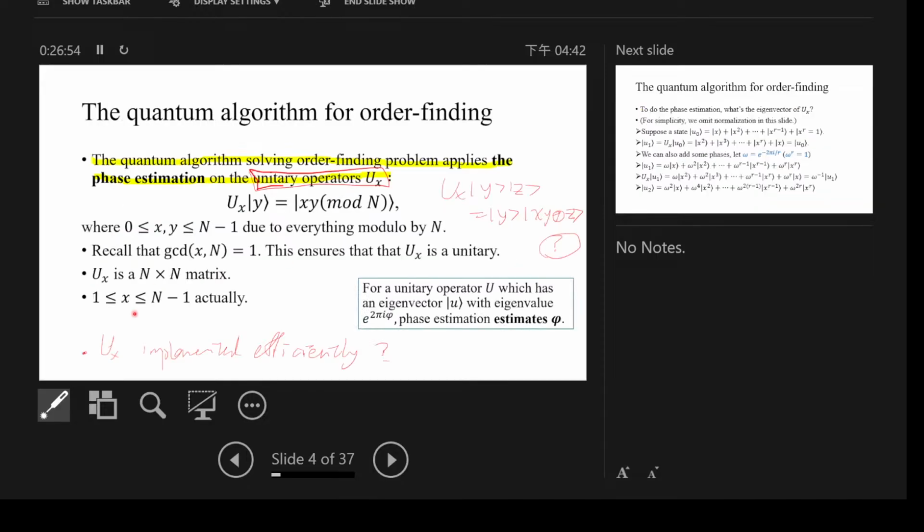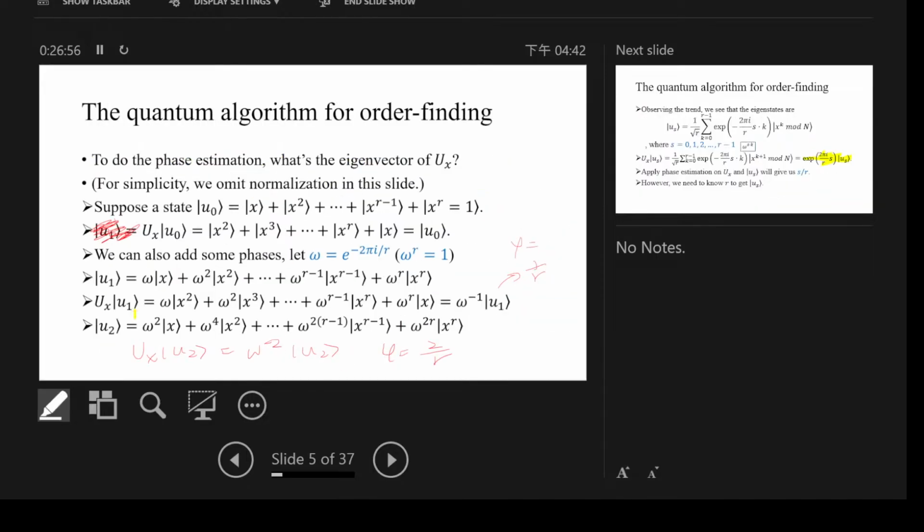So this is very cool. This is what we want to get. If we can get a U1, then we can just do phase estimation of UX, and we'll get 1 over r.